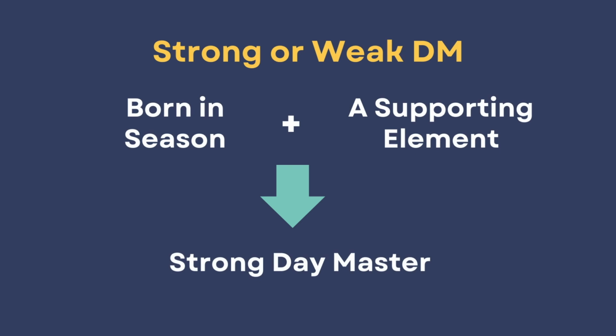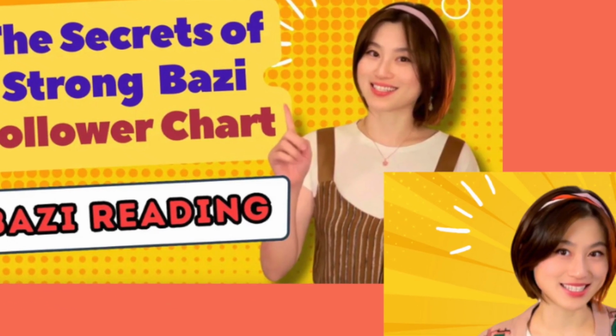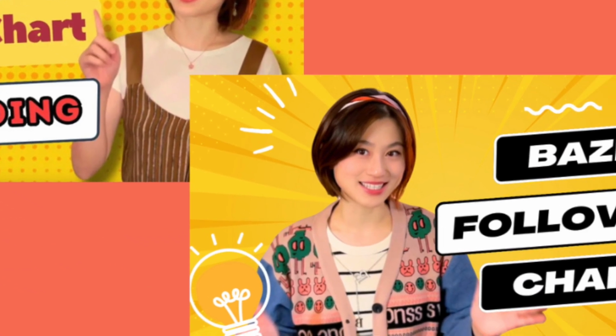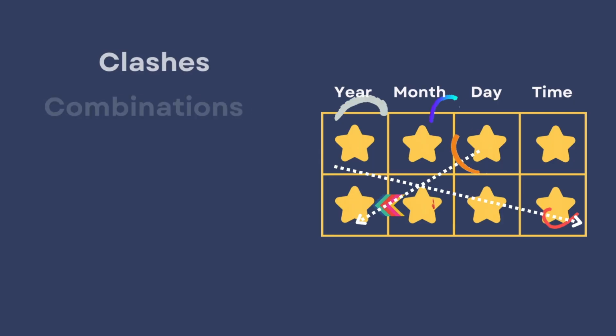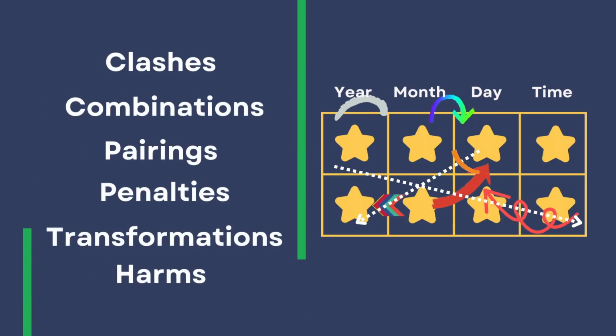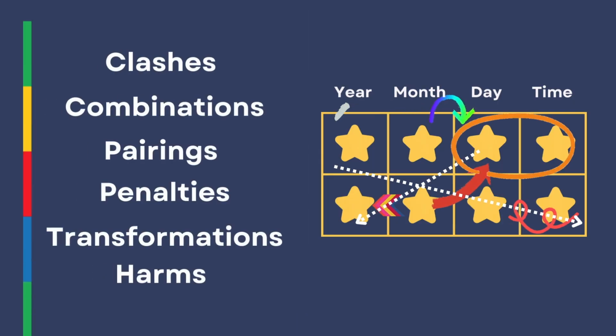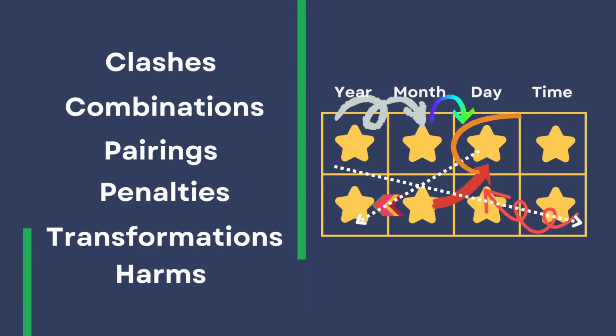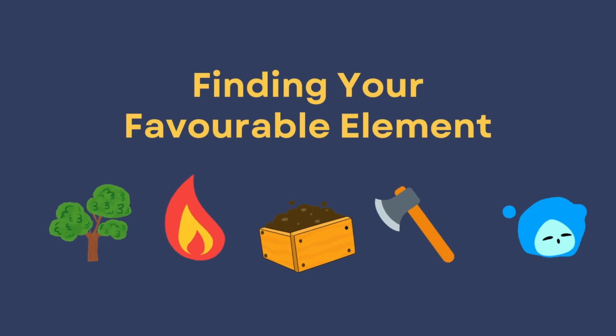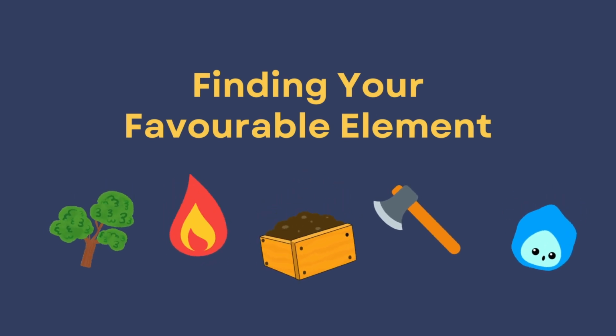If you are born in season and there's another supporting element, you're also likely to be a strong day master. Follower charts are exceptions. Feel free to check out my follower chart videos. We also need to consider clashes, combinations, pairings, penalties, transformations, and harms, which I will talk about in more advanced Bazi videos. The next exciting step is to identify your lucky or favorable element.